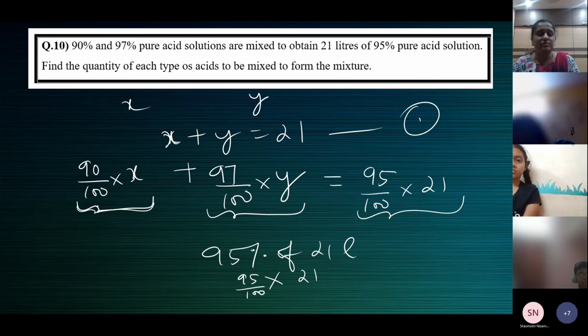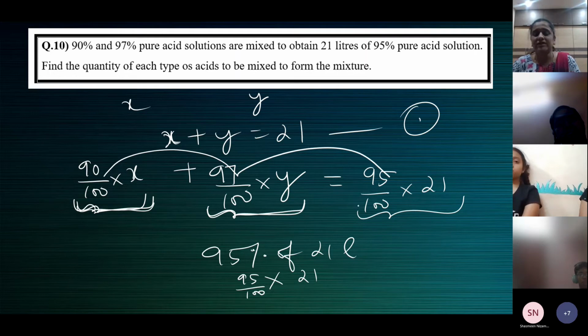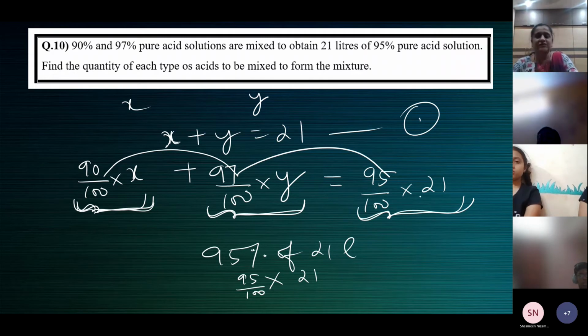So how much acid from the first one? 90% of X. How much acid from the second one? 97% of Y. These two put together, this acid and this acid together, is the acid here. And what is the final quantity of acid in the solution? 95% of 21. 95% of 21 liters.